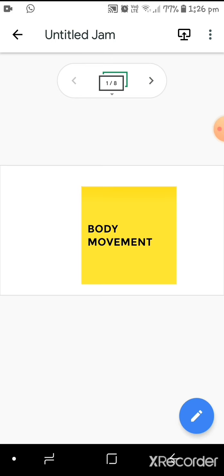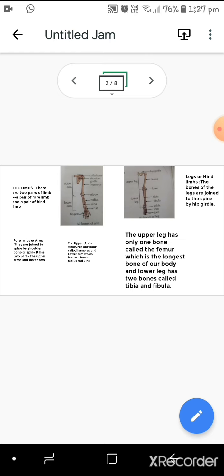Children, we were learning about the lesson body movements, in which we were discussing the parts of the skeleton, and we have covered the skull, the backbone and also the rib cage. Now we will study further about the next two parts of the skeleton, that is the limbs and the girdles. So first let us discuss the limbs.